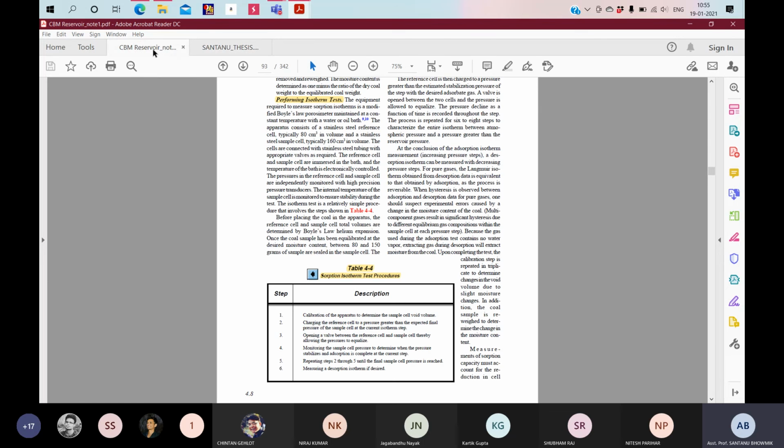So this is the way. Again, I'm telling you that I'll show you the detailed steps during the experimental part. Chapter 4 also gives some steps so that you can understand what steps are to be followed to consider the absorption, to consider the adsorption test. I think the time is over, so let me stop here.